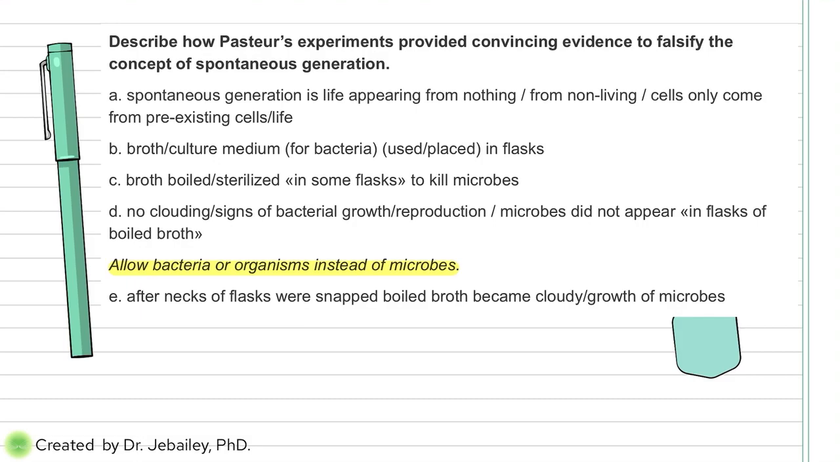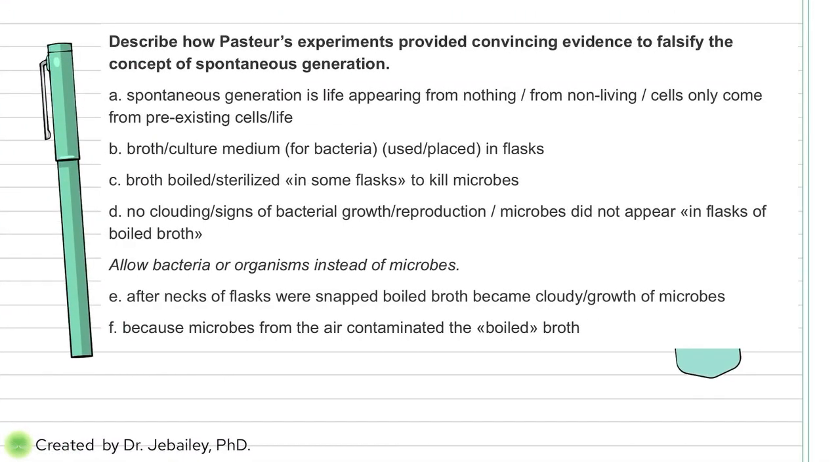But look at this. After the necks of the flask were snapped, the boiled broth became clouded again. So remember, you boiled, you killed all the microbes, it's sterilized, there is nothing there. And no microbes grew again unless it was an open flask. If it was closed, nothing grew. But if you open that closed one, guess what? It goes back again, even after it's sterilized, to create new microbes. So we have to describe these steps as mentioned here.